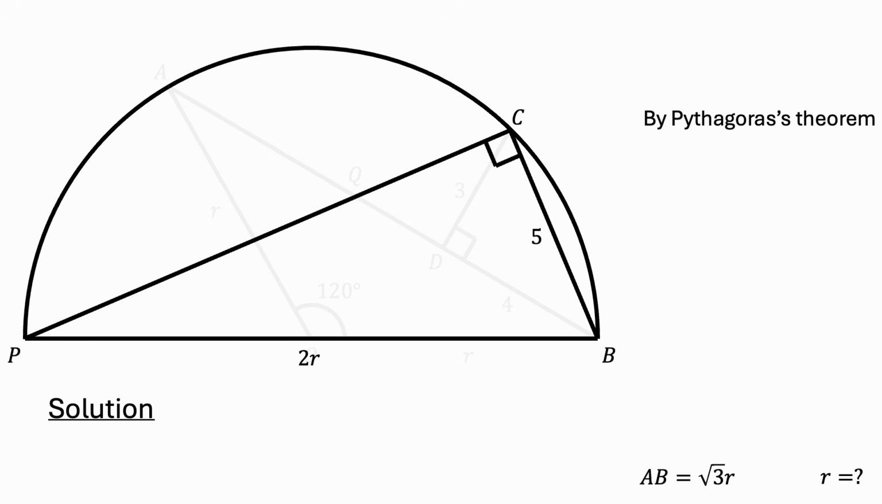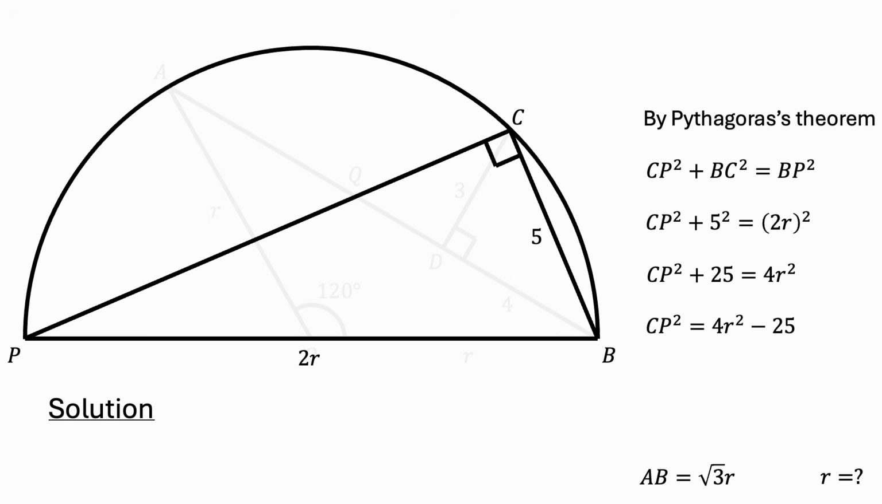Then by Pythagoras theorem in right triangle BCP, we have CP squared plus BC squared equals BP squared, or CP squared plus 5 squared equals (2R) squared. Thus, CP squared plus 25 equals 4R squared, which implies CP squared equals 4R squared minus 25. Therefore, CP equals square root of 4R squared minus 25.